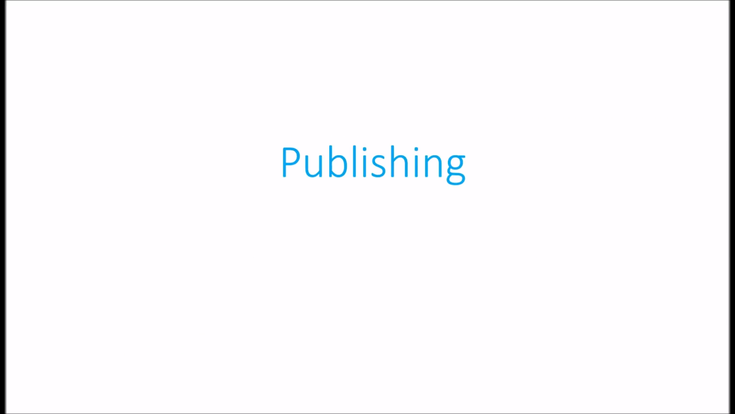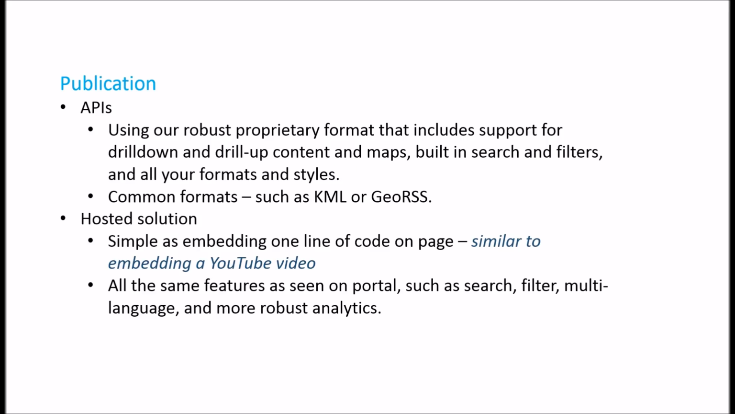For publishing, we provide two main ways to publish your data. One is through APIs. This is for sites that primarily have developers on staff and already have a site up and running, and have a little more resources to put behind solutions. With this, they can access their data through common formats such as KML, GeoRSS, RSS, or JSON formats, bringing in their data and integrating it directly into their site the way they want to integrate it.